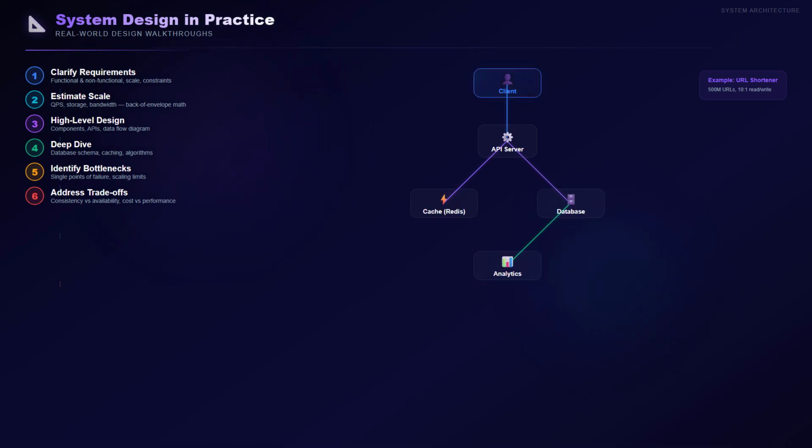Practice by designing real systems. Design a URL shortener, a chat application, a newsfeed, or a video streaming platform. Each one teaches different architectural patterns and challenges.